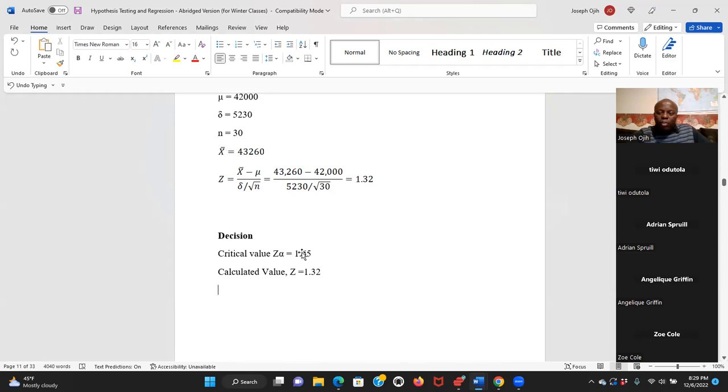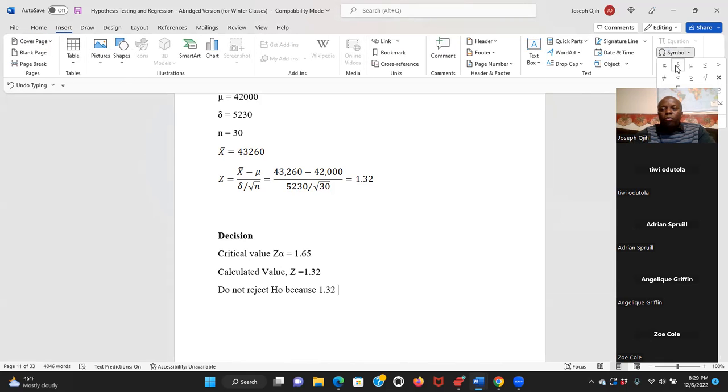If our answer is bigger than the critical value, we reject. If it's smaller than the critical value, we don't reject. So do not reject the null hypothesis, because 1.32 is less than the critical value of 1.65. So don't reject.